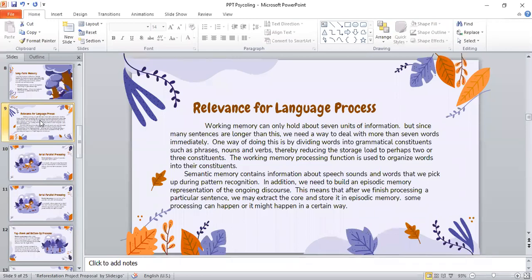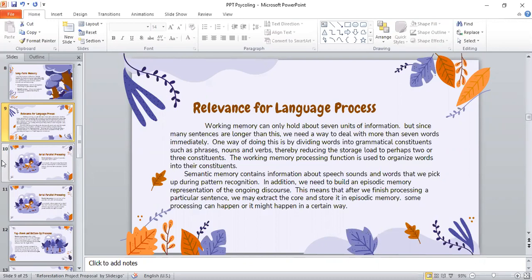Relevance for language processing. Working memory can only hold about 7 units of information, but since many sentences are longer than this, we need a way to deal with more than 7 words at once. One way of doing this is by dividing words into grammatical constituents such as phrases, nouns, and verbs. This reduces the storage load to perhaps two or three constituents. The working memory processing function is used to organize words into the constituents.